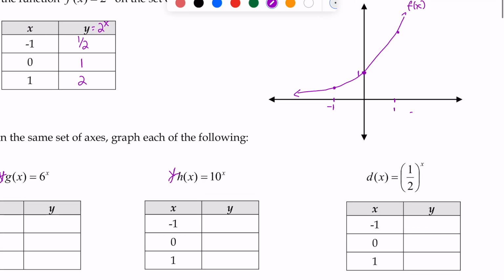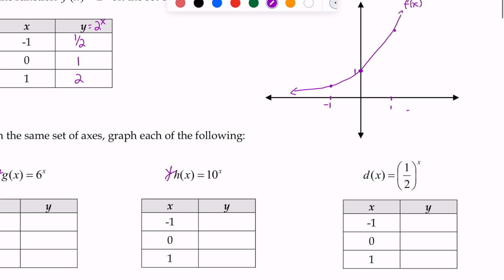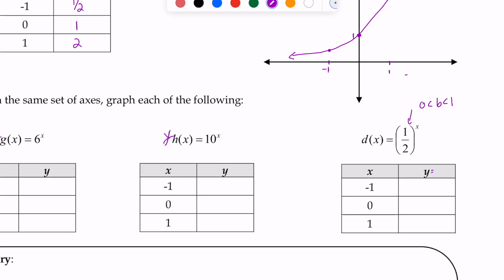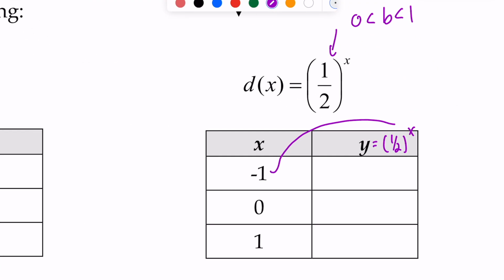I want you to see the difference between having a base where you are bigger than 1 and then having a base here which is between 0 and 1, okay? How does that graph change? Well, same as we did before. You'd be taking your values of x and plugging them in here, calculating your y's. So if you take 1/2 and you put it to the power of -1, you get 2. If you take any base, put it to the power of 0, you get 1. So then 1/2 to the 1 is 1/2.